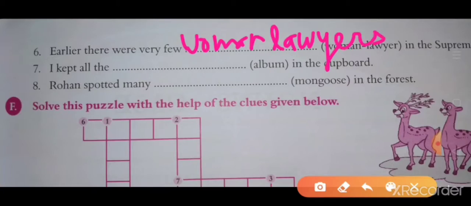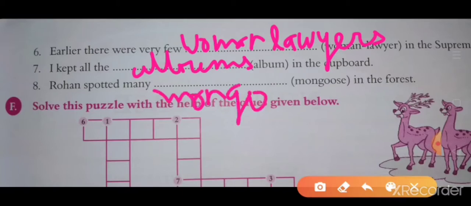Next is, I kept all the dash in the cupboard. So here we have to change it in the album. Albums. Next is, Rohan spotted many dash in the forest. So we have to write mongooses, in the forest.